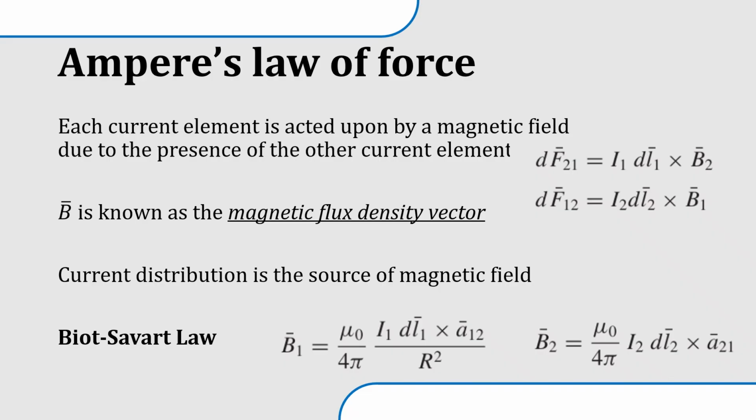Each current element is acted upon by a magnetic field due to the other current element. The B bar variable is known as the magnetic flux density vector, with units being either newtons per ampere meter, or Webers per square meter, or even Tesla. Current distribution is the source of magnetic field, just as a charge distribution is the source of an electric field. The Biot-Savart law equation can be expressed in terms of moving charge, since current is due to the flow of charge.